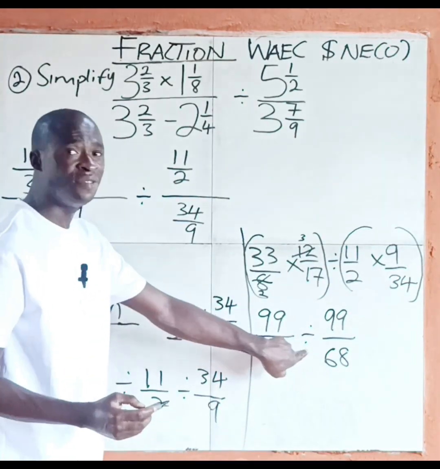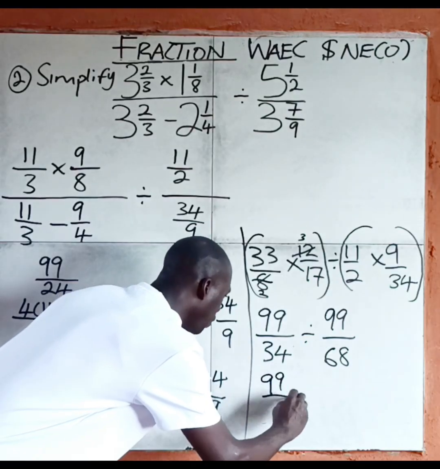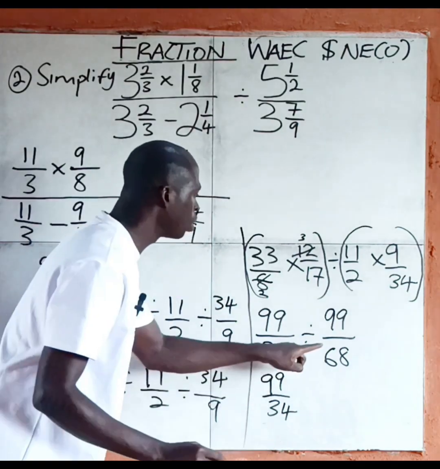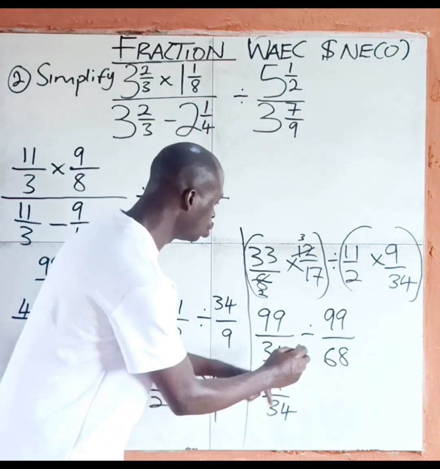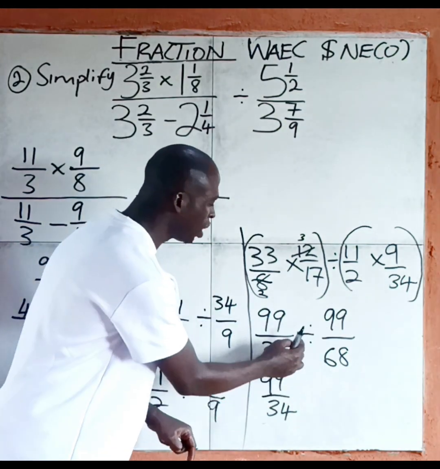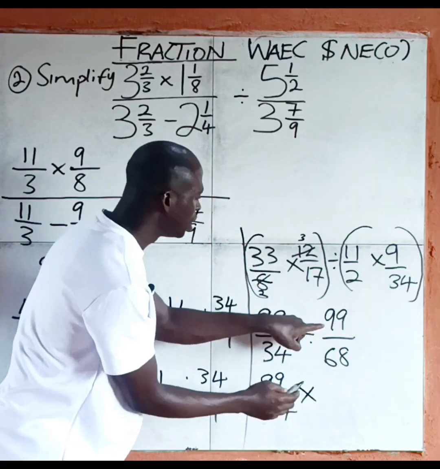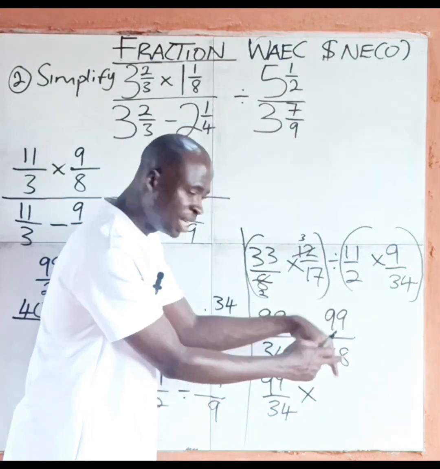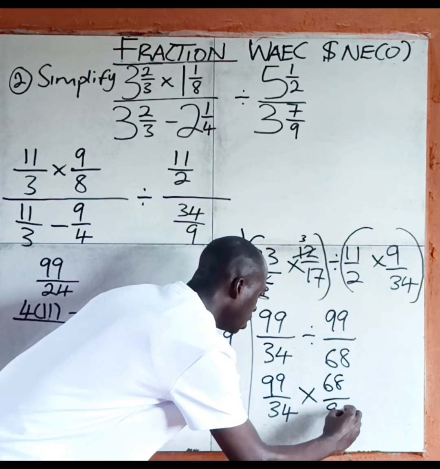So right now we are having a division sign here. So what do you do? You come here and say 99 over 34. I'm going to take the reciprocal of this. If you change this division sign to multiplication, you will take the reciprocal of this number. So what are we having? We're having a division sign. If I change it to a multiplication sign, the 68 will go up while the 99 will come down. So it will look this way, 68 over 99.